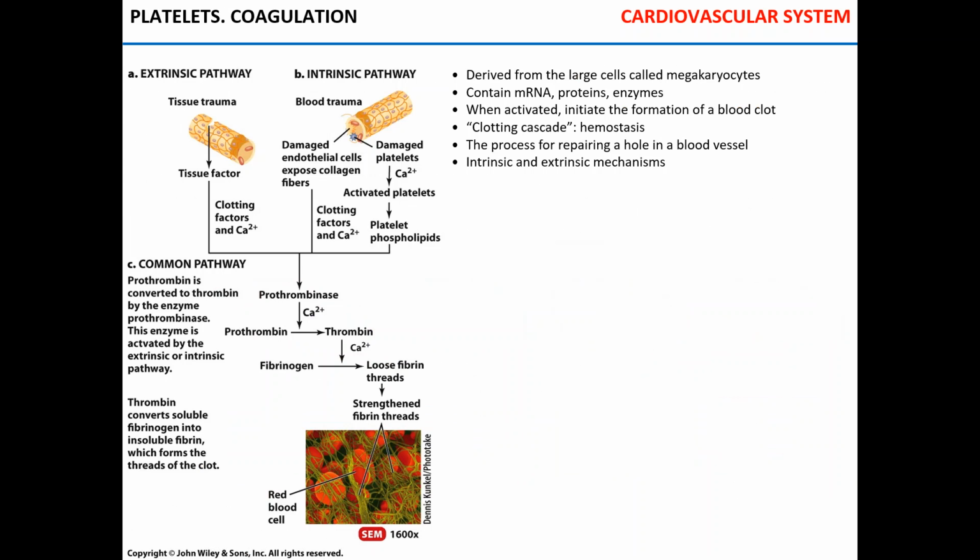Now, lastly, we're going to talk about the platelets. Platelets are very small cellular fragments. Big cells called megakaryocytes produce platelets. They do contain elements of the cell like mRNA. They don't have DNA, they don't have a nucleus. They do have mRNA, proteins, and enzymes. When platelets are activated, they form a clot.